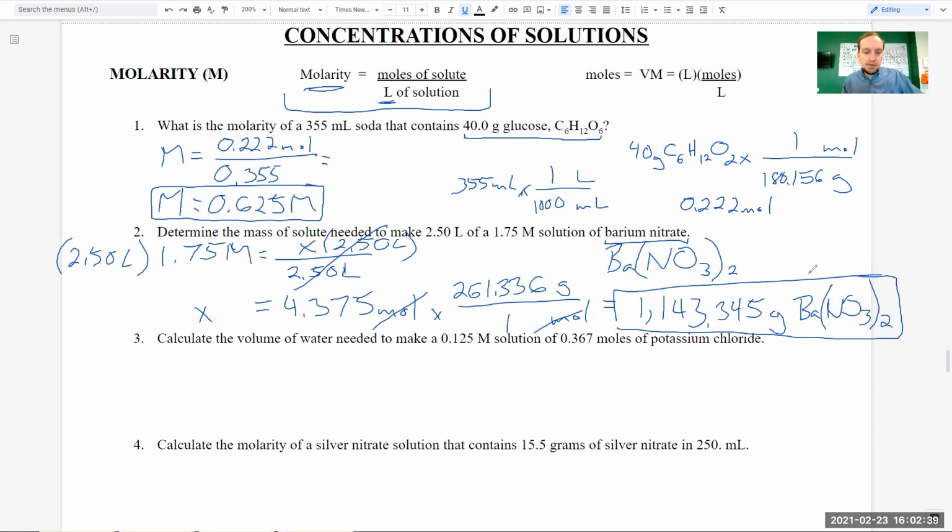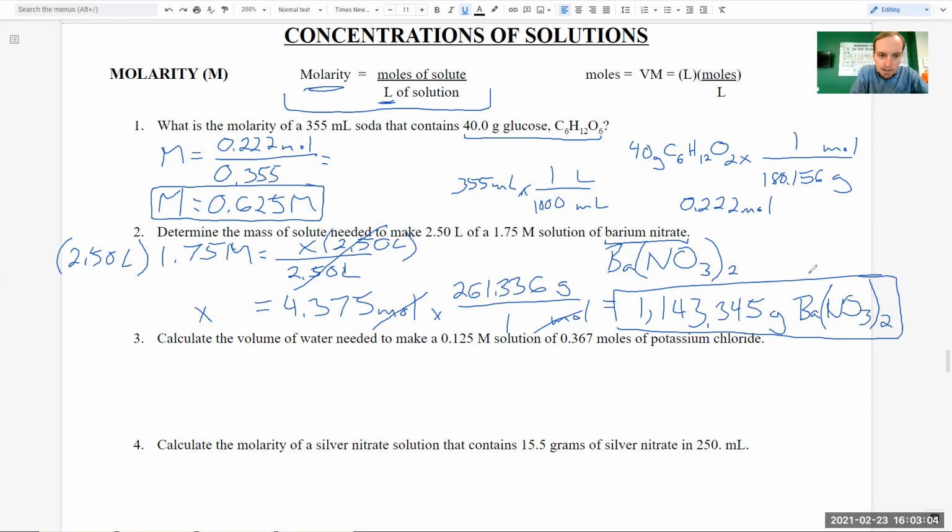Okay, so that one again, not too difficult. We just used this simple molarity calculation. The only curveball they threw at us is they didn't want us to solve for moles, which was the easy part. They wanted us to go all the way into grams. Now for number 3, it says calculate the volume of water. So we're looking for the liters of water needed to make a 0.125 molar solution of 0.367 moles.